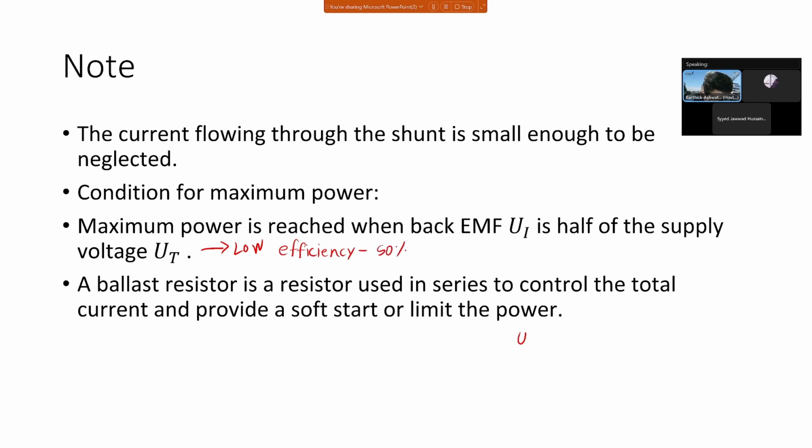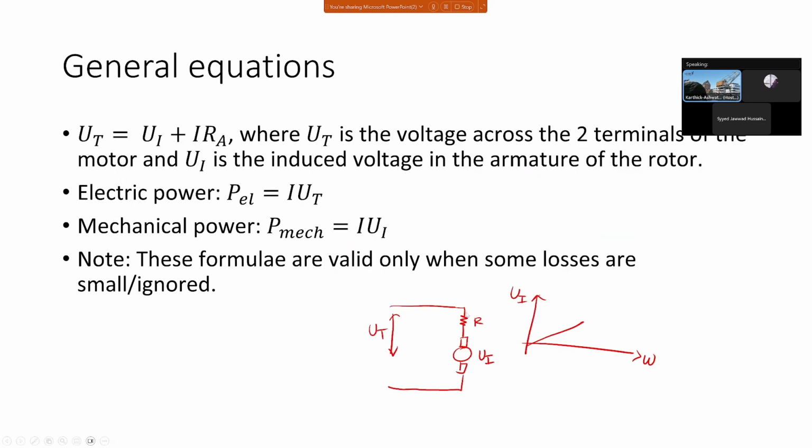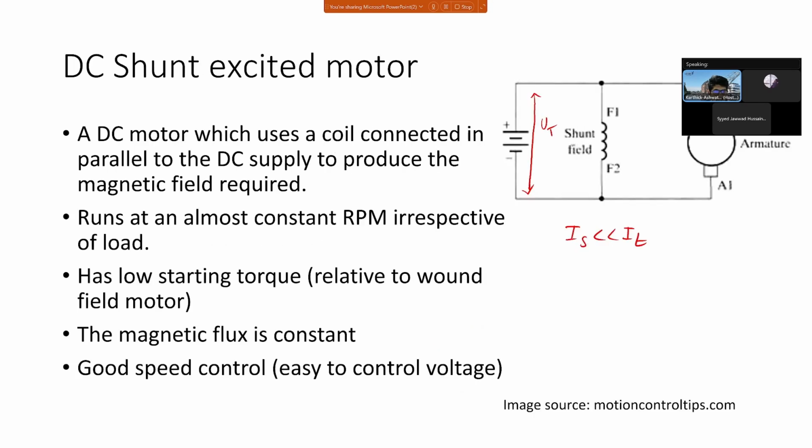because UR, the voltage across the resistor, is UT minus UI, and that is UT by 2 because UI is half of UT. So half the power is just being spent on the resistor because they are all taking the same current. You see this? The voltage across the resistor, if it's equal to UI, that's the case for maximum power. But at this point, you have very poor efficiency. So usually we don't run it at that case because a lot of heat is being generated. The coils can get damaged.